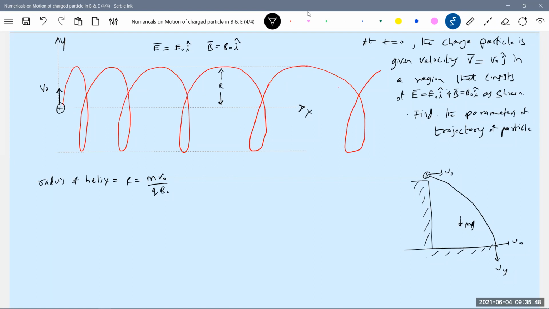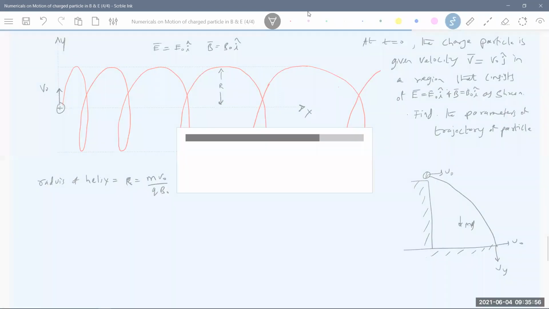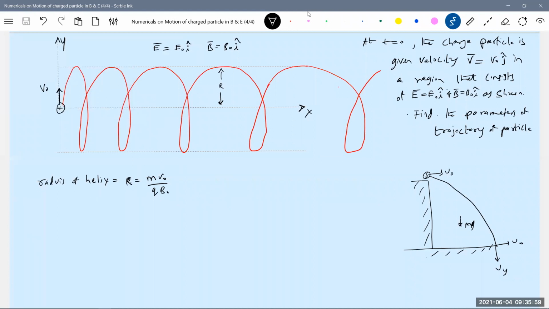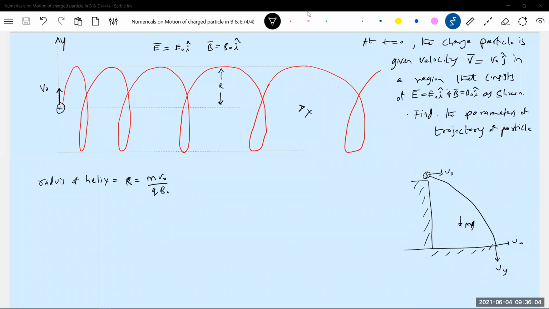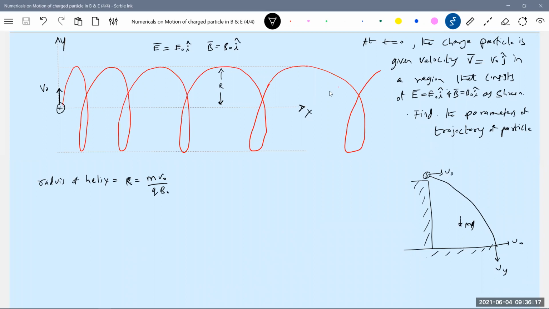What about the time period of revolution? Anybody wants to answer? I really want answers from students. I'm waiting. Time period of revolution. It is independent of the speed of projection, whatever that be: 2 pi m by B q. So the time period of revolution will remain the same. V naught will not come into the picture.